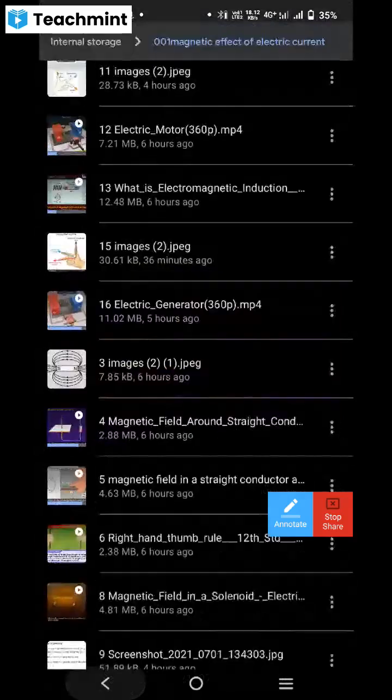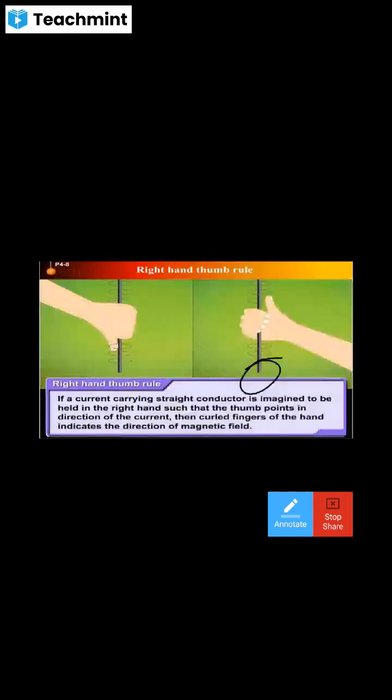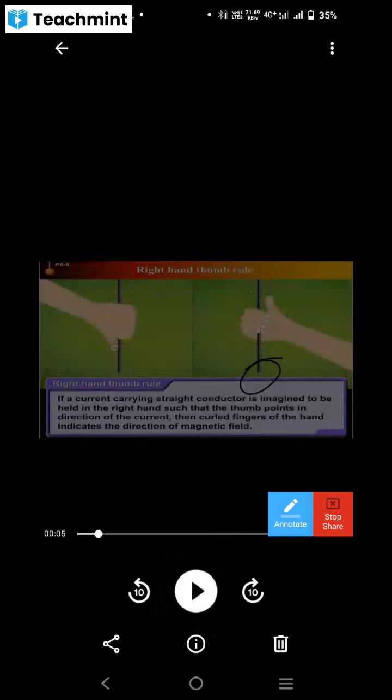Okay, let us see. To know the field lines direction, we have a rule called the right hand thumb rule. With the help of the right hand thumb rule, we will know the direction. All of you hold your pen in your hand like a rod. The thumb has to point towards the nib of the pen.